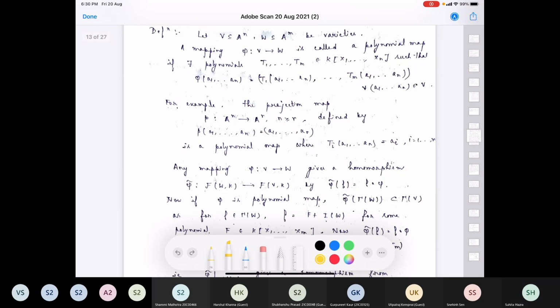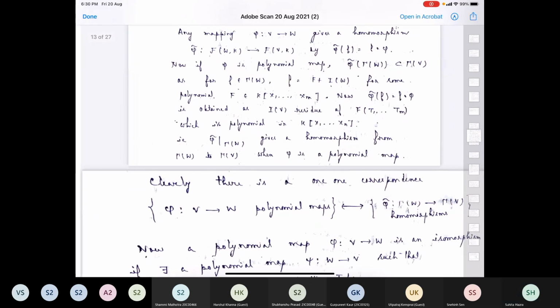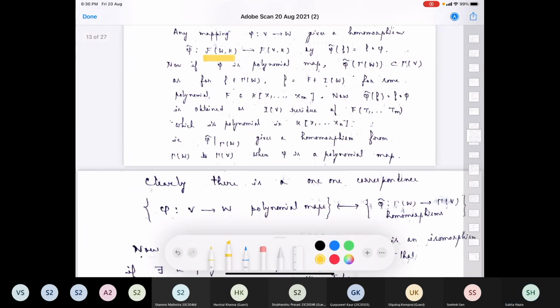Now, any mapping φ from V to W gives a homomorphism φ-tilde from the functions on W to K, to the space of functions from V to K, which is defined as φ-tilde(F) equals F composed with φ. Because φ is from V to W and we have F belonging to F(W, K), so φ sends V to W and F sends W to K, so F composed with φ goes from V to K. So F composed with φ belongs to F(V, K). So each map φ from V to W gives a homomorphism φ-tilde.